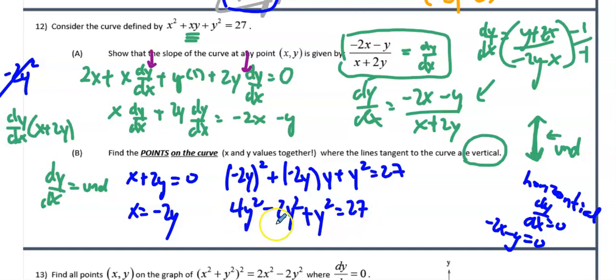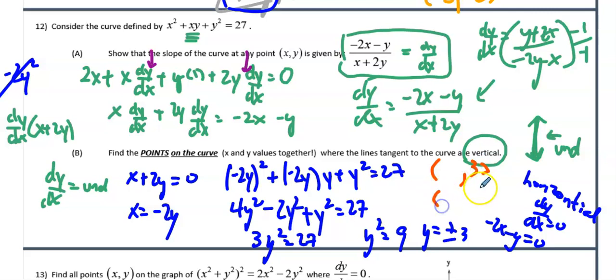I get 4 minus 2 is 2 plus 1 is 3. I get 3y squared is equal to 27. I get that y squared is equal to 9. And I get that y is equal to positive and negative 3. Okay, so y is positive and negative 3. So I know that I have two answers. So I have that where y is equal to 3, and I've got one more, y is equal to negative 3.